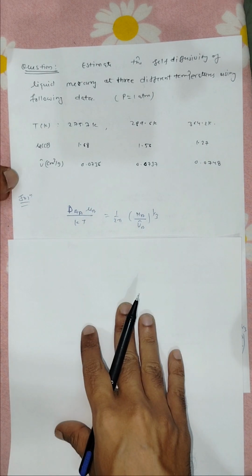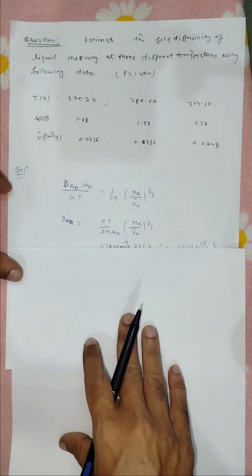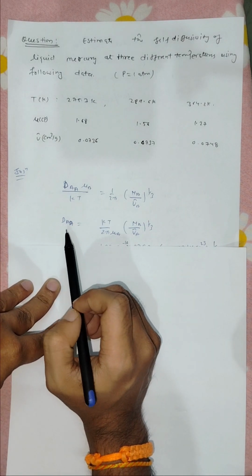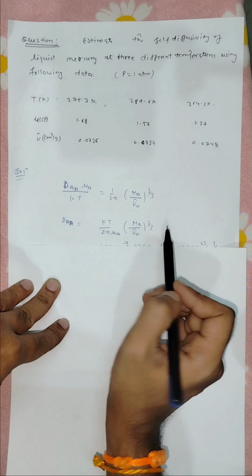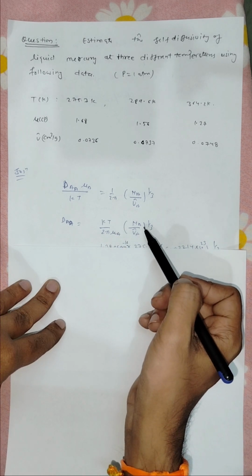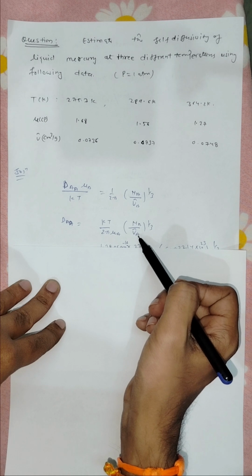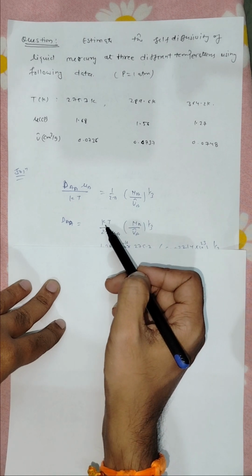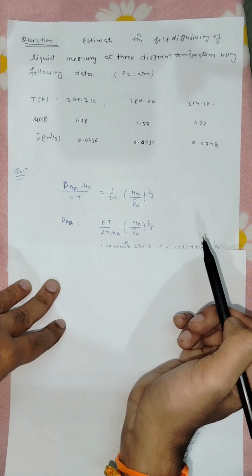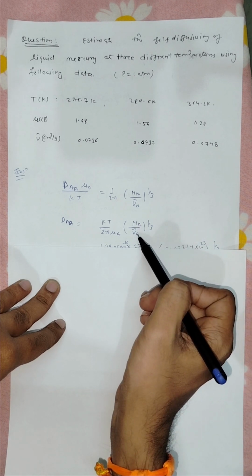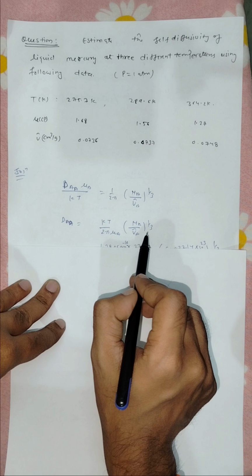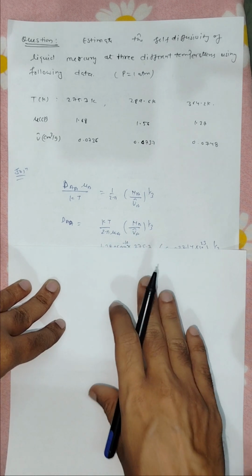Now we'll move ahead. After the manipulation we have self diffusivity in this simplified formula: kT upon 2 pi mu A, upon Na upon specific volume to the power 1 by 3. K is the Boltzmann constant, T is temperature, mu is viscosity, and Na is Avogadro's number, and VA bar is specific volume. So we have all the data. Now we'll simply substitute and get the value.